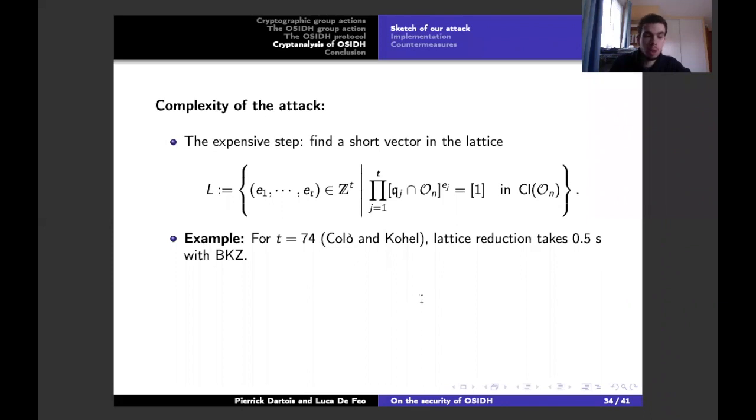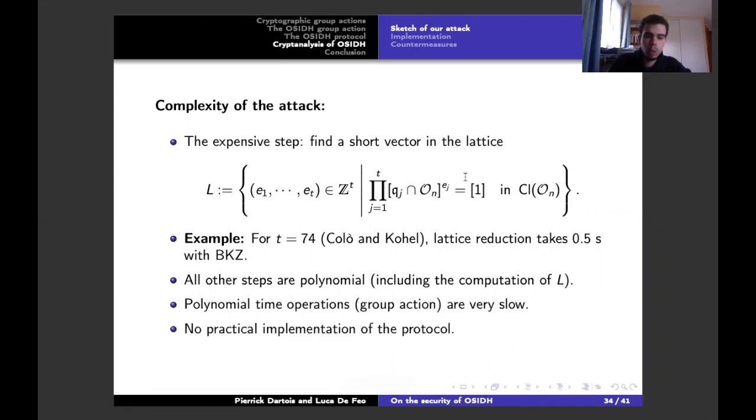The complex step in our approach is to find a short vector in the relation lattice. This is exponential but still practical with Kolo and Kohel's parameters using BKZ. All of those steps are polynomial, mainly group actions, including the discrete logarithm computations needed to compute the relation lattice, because the ideal class group is smooth. But in practice, those polynomial operations are very slow compared to the lattice reduction, because group actions are very slow to compute. This is why there is no known implementation of OSIDH to this day.